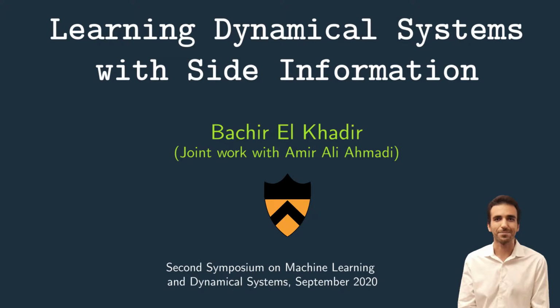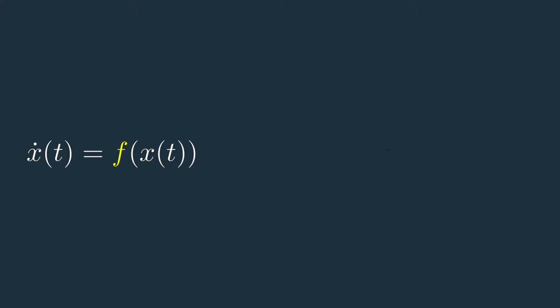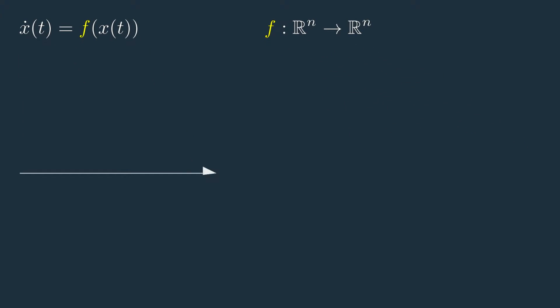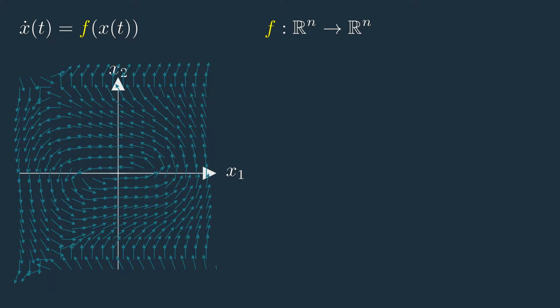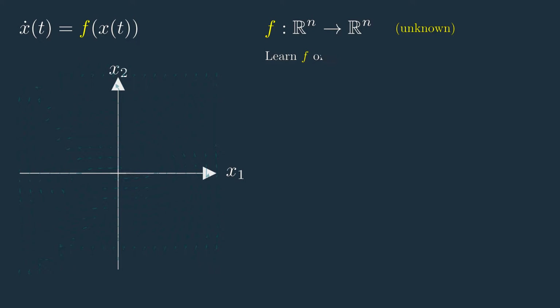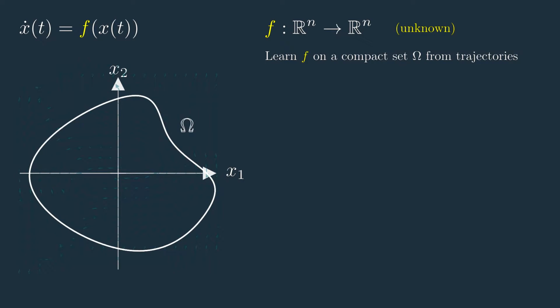side information. Consider a continuous time autonomous dynamical system given by the equation x dot equals f of x. F here is a function from Rn to Rn and is called a vector field. In dimension 2, or when n equals 2, I can represent this vector field as a stream plot. The setting I am interested in is one where f is unknown to me, meaning that I don't see these arrows in the background. And my goal is to learn f on some compact set omega of interest from a bunch of trajectories.